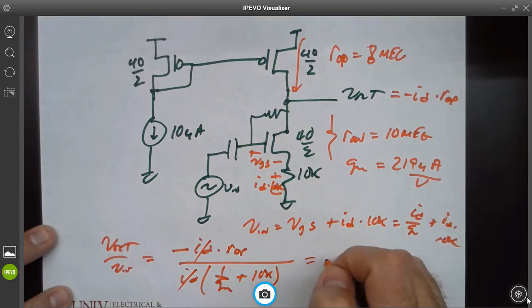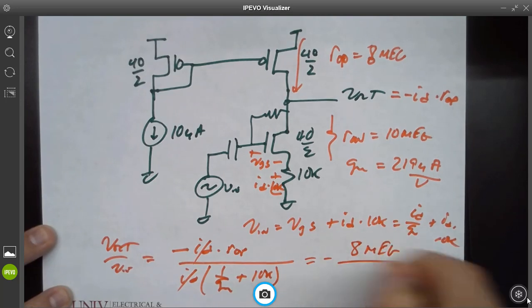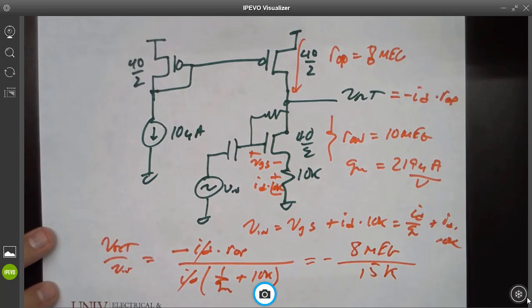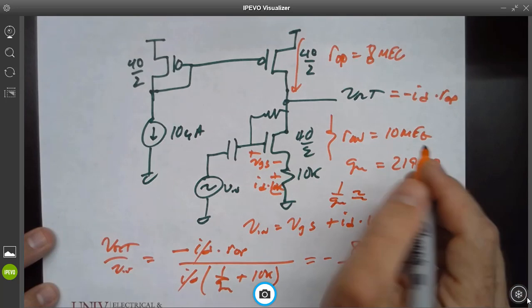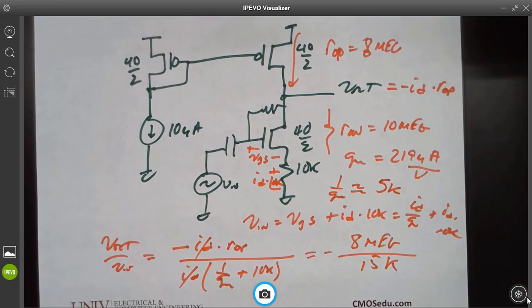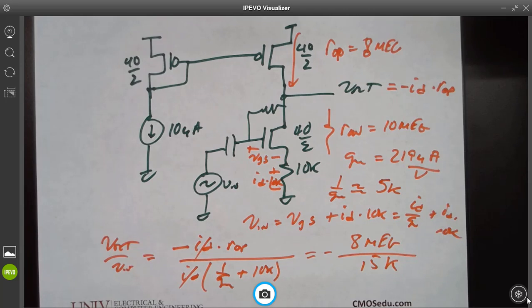Or this is equal to minus 8 meg all over 15K, roughly. Because what's 1 over GM here? One over 200 micro is roughly 5K. Any questions about that? Anybody follow that?